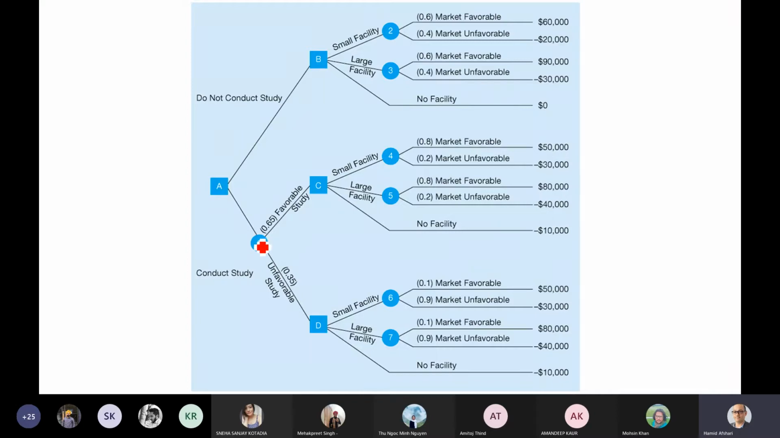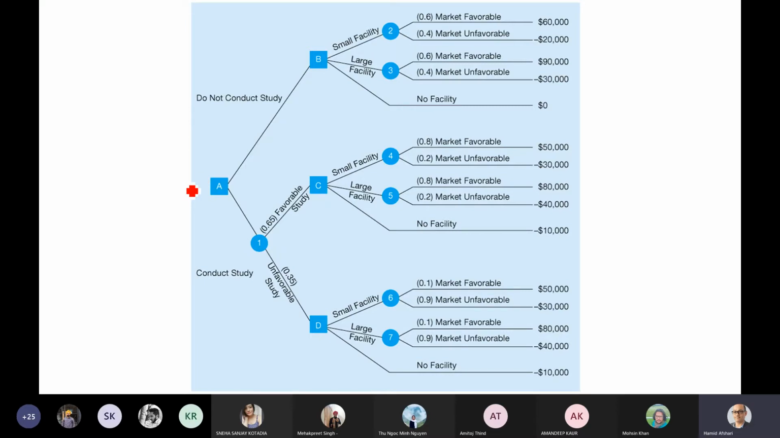After you do that, if you want to perform a study, from this arc you have two options: the study shows a favorable market, or the study shows that the market is unfavorable. And for each of the two cases, we still have three alternatives to study. So step number one, defining the problem. Step number two, drawing the decision tree. So we draw this decision tree.